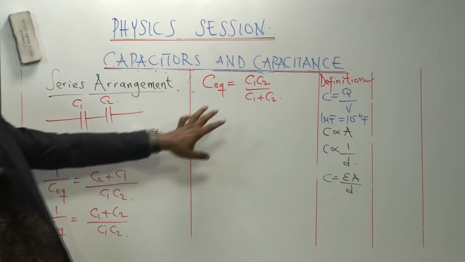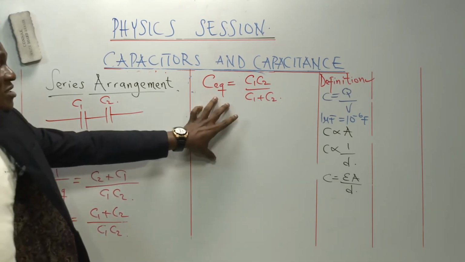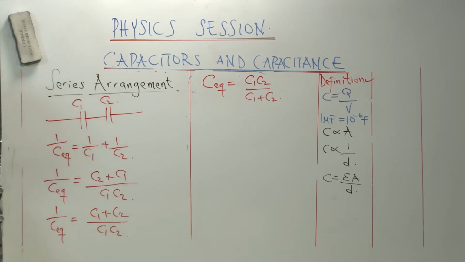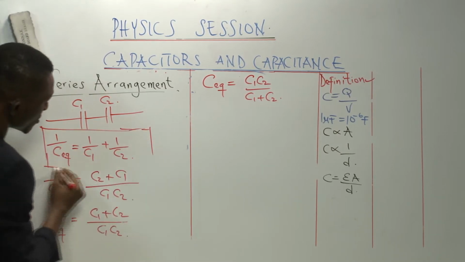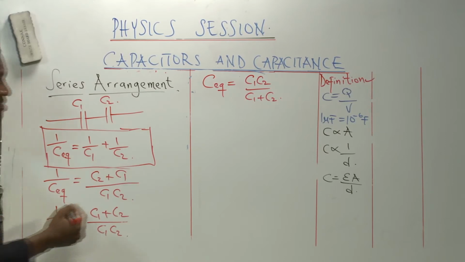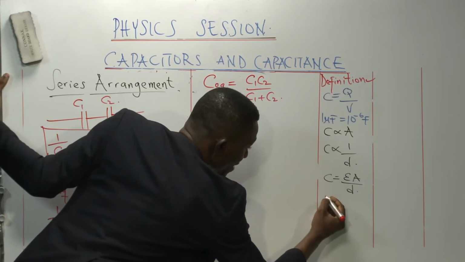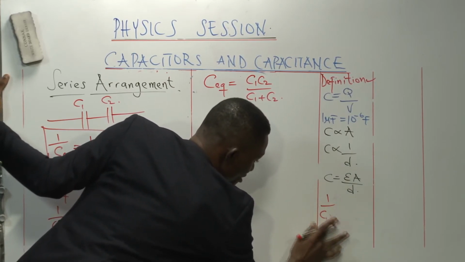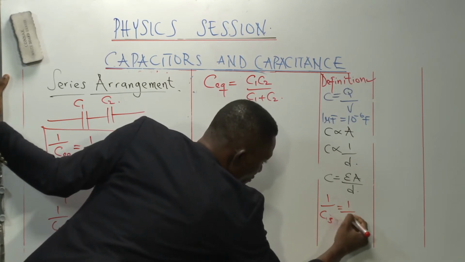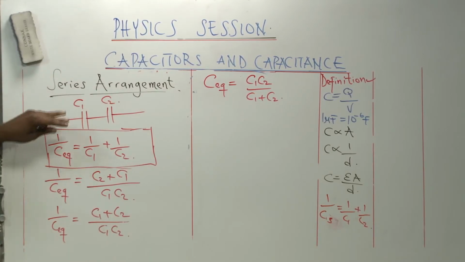But this formula only applies for 2 capacitors. When we have more than 2 capacitors, then we have to apply a different means. We just have to go with this formula. So I'm going to include this formula as part of our key topics today. For series: 1 over C equivalent equals 1 over C1 plus 1 over C2. So you can see that this is for series arrangement.